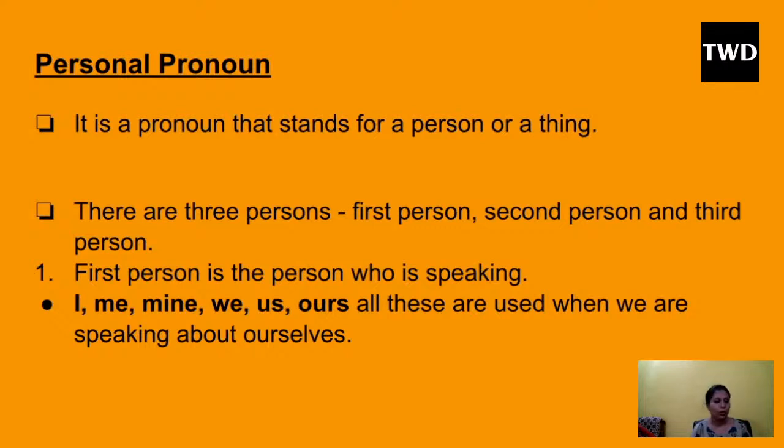Now, you might be in doubt or confusion about who the first person is. The person who is speaking is the first person. Here I am speaking. So, whenever I'm talking about myself, I'll be using all those words which let you know that I'm speaking about myself. I am speaking. I am taking your class.